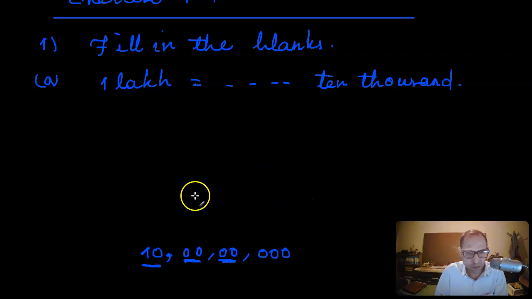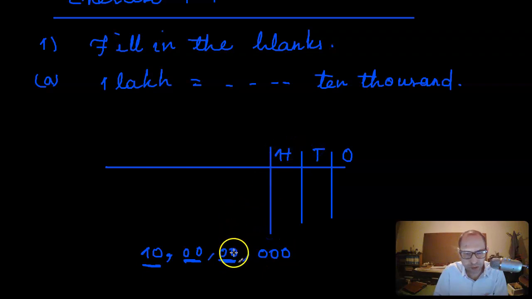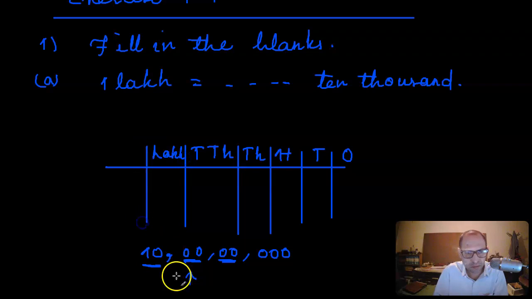Based on this number, you can write your place values in a table. I could, for example, do a table like this, and this would be the ones place value, this would be the tens place value, this would be the hundreds place value, coming over here, this is the thousands place value, th, this is the 10,000s place value, tth, and then over here we have the lakh. And then we have the 10 lakh here.